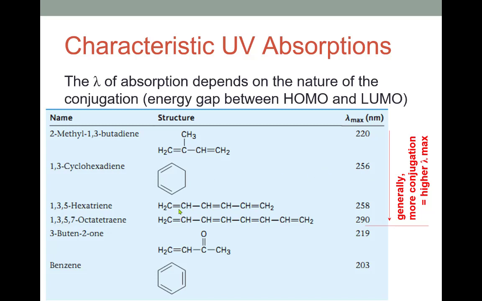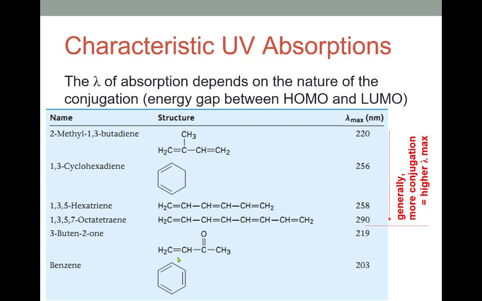If we go up now to a 6-carbon conjugated system, here we have an alkene, a single bond, another alkene, a single bond, another alkene. All 6 of these carbons are conjugated to one another. We see the absorption go up a little bit higher on the wavelength chart. And similarly, if we go to an 8-carbon system, now we get all 8 of these conjugated. We see the absorption goes up even higher.